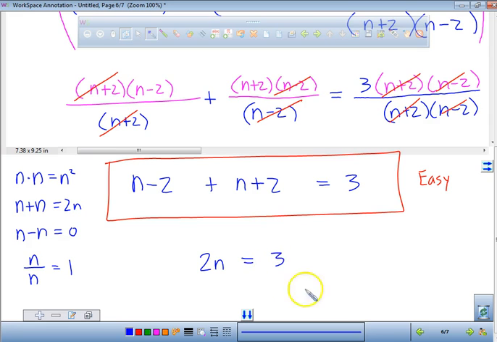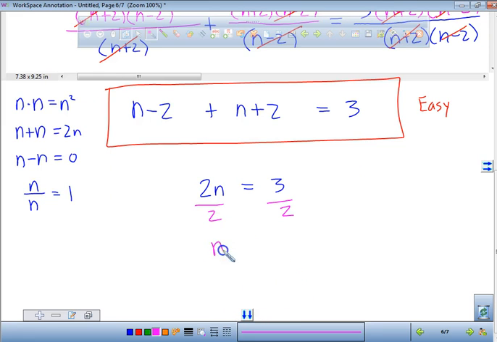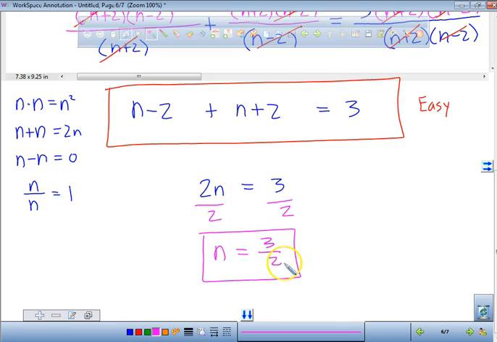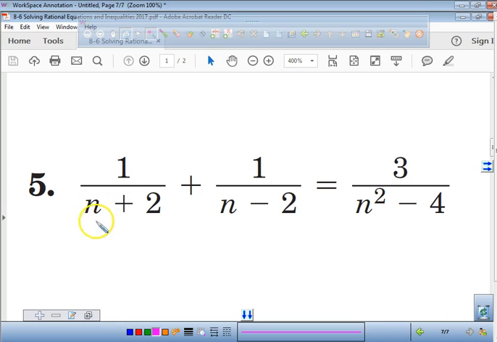Equals the number 3. What's the final step to solving this problem? Divide both sides by 2. And your value, n, everybody, is equal to 3 over 2. Now I'm not going to go back in the calculator and show you how to plug it in, because I already showed you how. But if you were to plug in 3 over 2 here, here, and here, everything would work out. We're not going to do this on this video. If you want to check it, that's what you do.